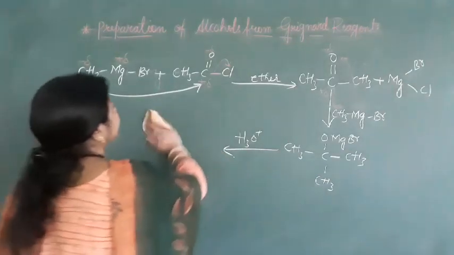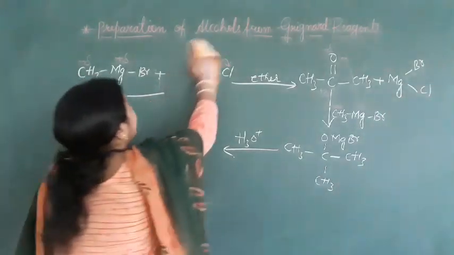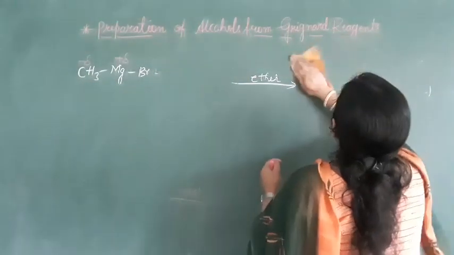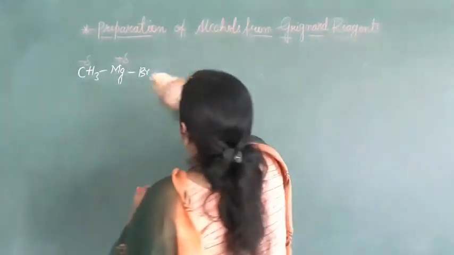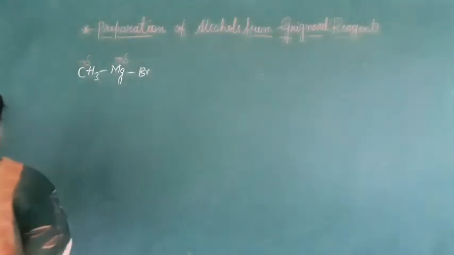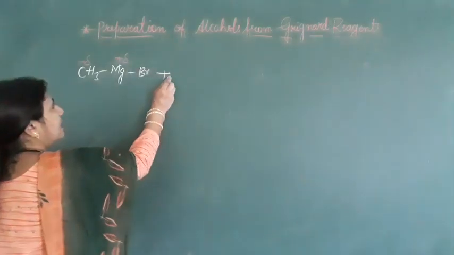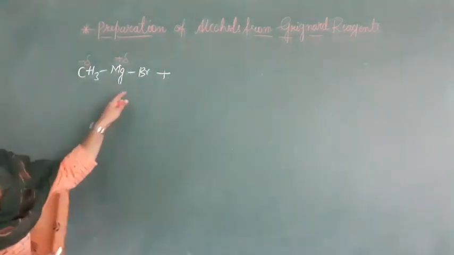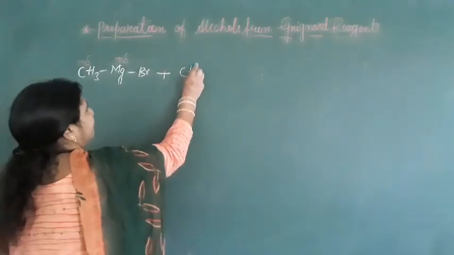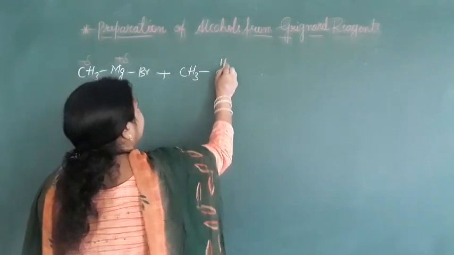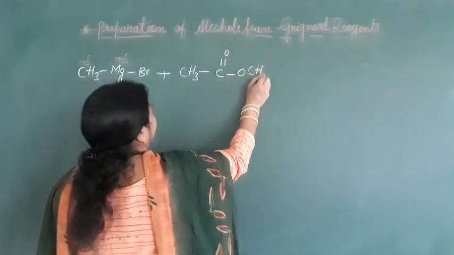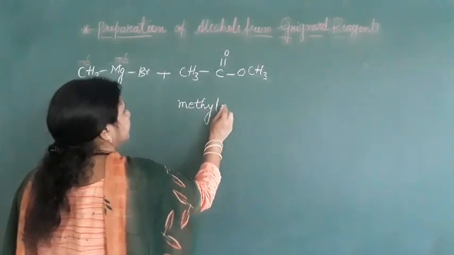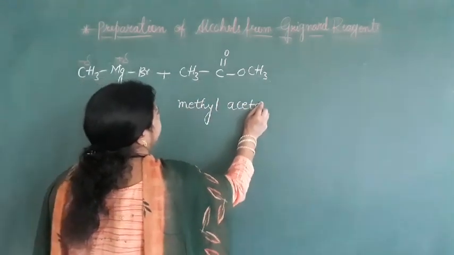Now similarly, this one I have taken acetyl chloride. Instead of acetyl chloride, if we take an ester, any ester, what will we get? We will get alcohol only, same as with acid chloride. The mechanism or procedure is the same. So here I have taken CH3, C double bond O, OCH3. What is this? Methyl acetate. This is an ester, methyl acetate.